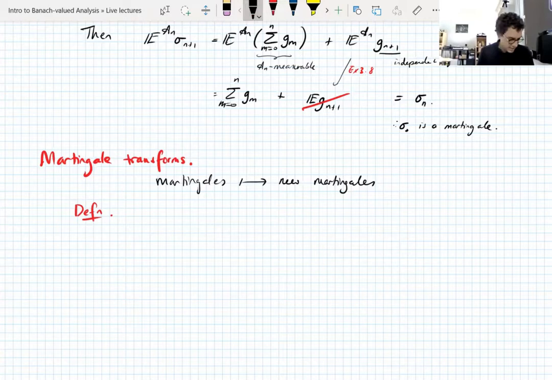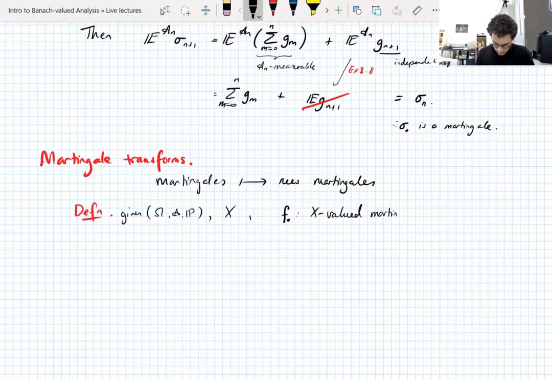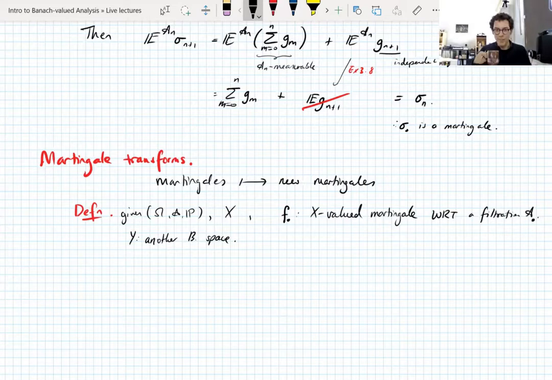Let's define martingale transforms. We have our probability space. Given the probability space, given a Banach space X, and given an X-valued martingale F with respect to a filtration. And we are also given Y, which is another Banach space. So we're going to transform X-valued martingales to Y-valued martingales, just for the fun of it.